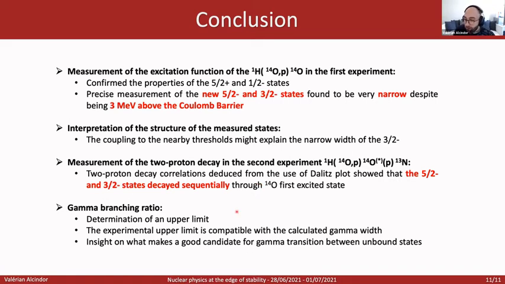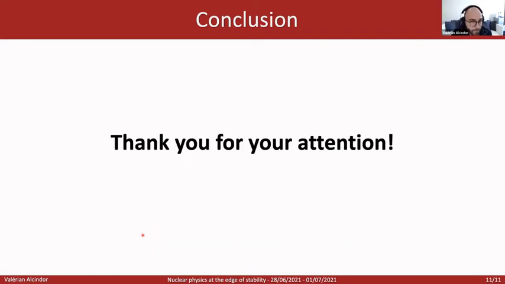And finally, concerning the gamma branching ratio, we were only able to determine an upper limit, and we understood by calculation why we did not measure it experimentally. But I think it gave us some insight into what would make a good candidate for gamma transition between unbound states, and maybe we can also learn from this. So yes, thank you for your attention.